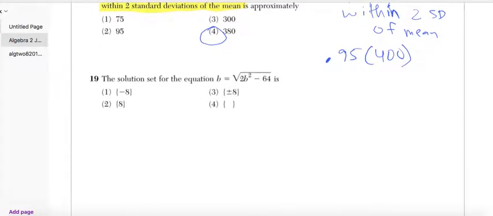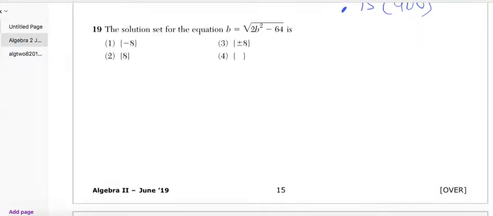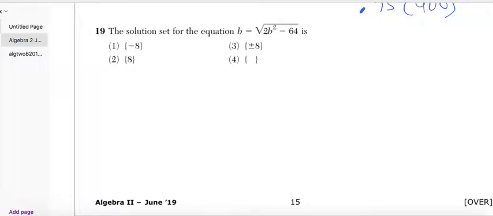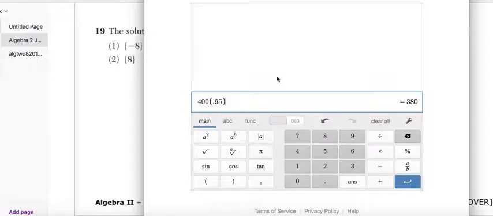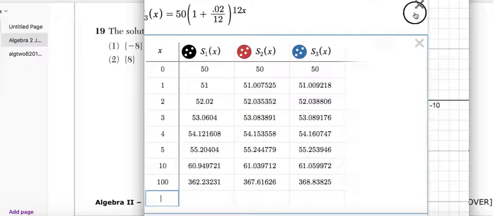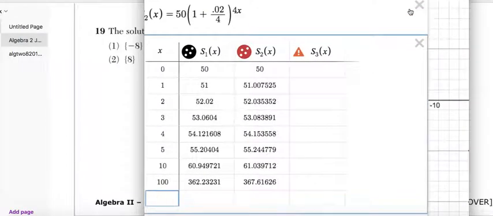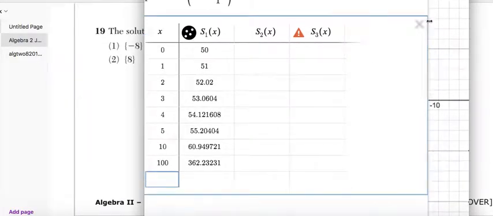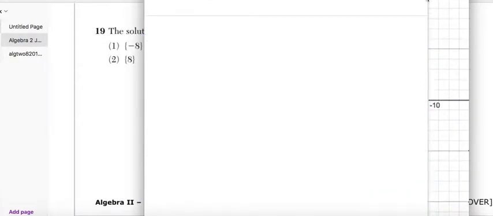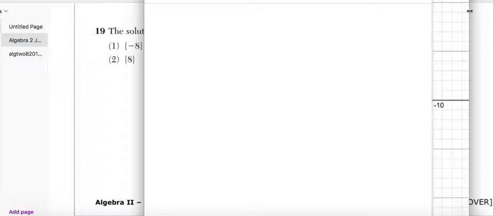Now number 19 is another multiple choice, so I'm going to use the calculator to get this quickly. I'm going to change it so that it says x, because we're going to use x instead of b. So x equals the square root of 2x squared minus 64. Which values, when I substitute for x, don't change? Let's use the calculator, and then we'll also do it by hand. We'll clear everything out.